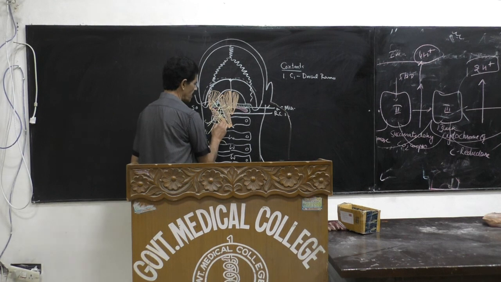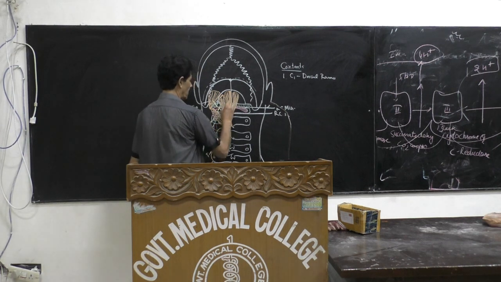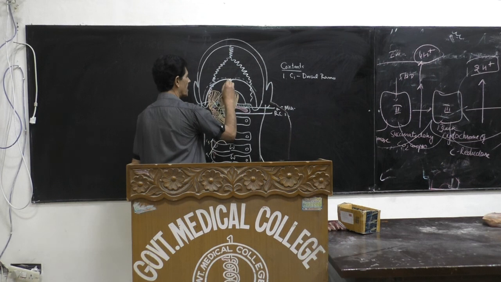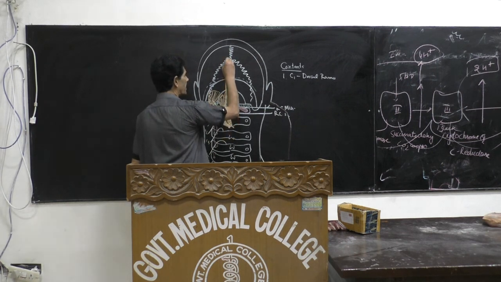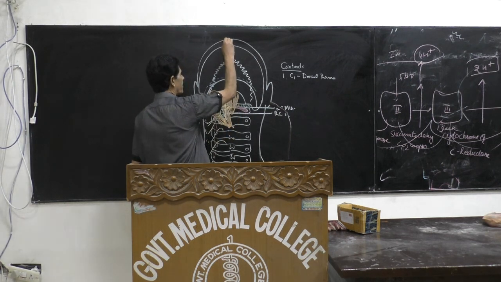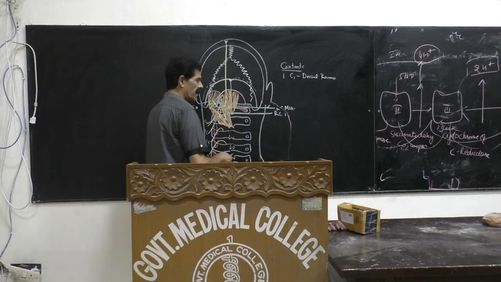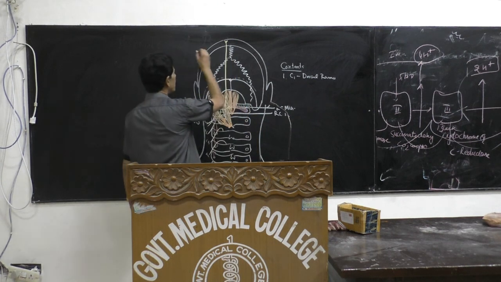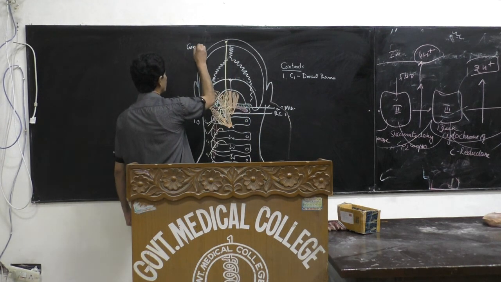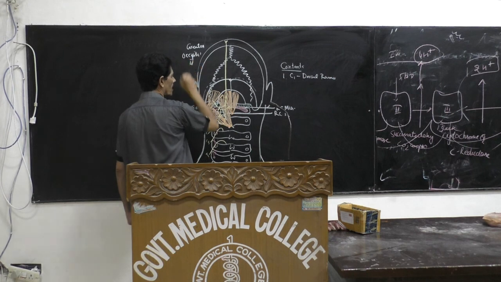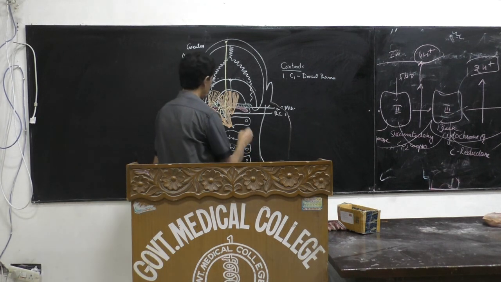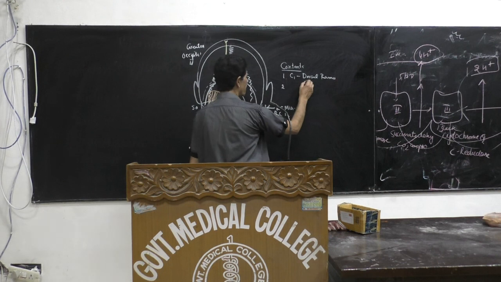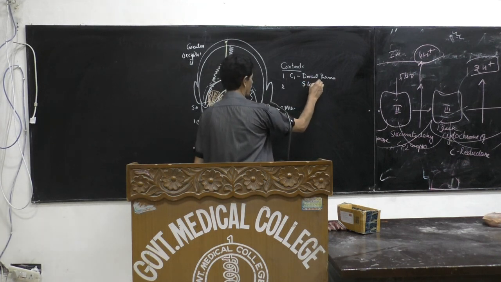and it forms the greater occipital nerve, which pierces the muscles and the deep fascia and supplies the scalp up to the vertex. This is the thickest cutaneous nerve of the human body. So this is called the greater occipital nerve. So one is the C1 nerve, or the suboccipital nerve.